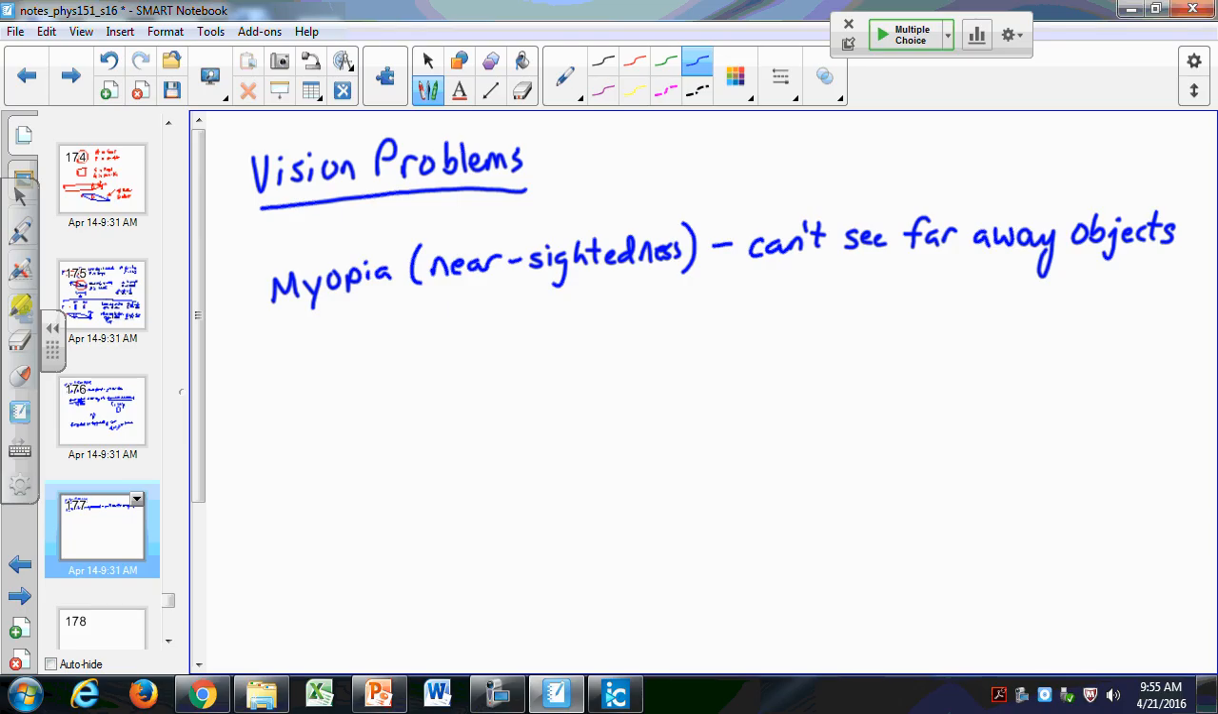The reason is that both nearsightedness and farsightedness have only to do with the shape of your eyeball. It means that your eyeball is either too long or too short. You can't really change that. It's just the shape of the eyeball that you're born with. So for nearsighted people, the eyeball is too long.